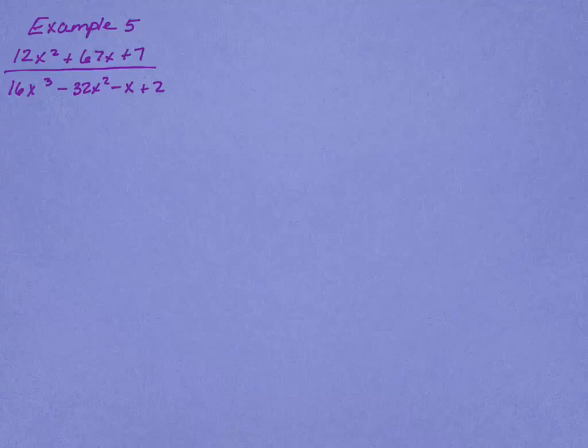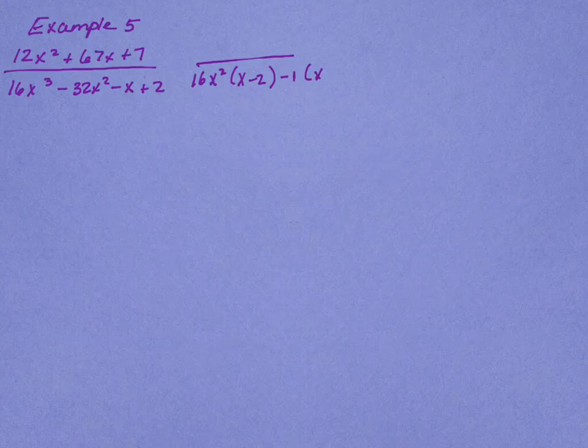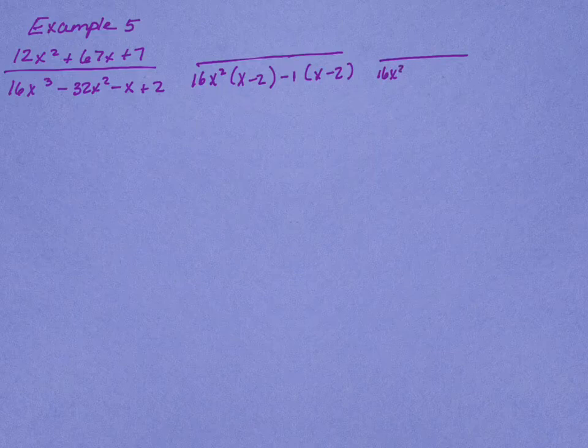Okay, example 5 has another cubic function that looks like you would factor it by grouping, so we're going to try that. Let's take, looks like you can take a 16x squared out and you get x minus 2. And so if I take a negative 1 out of the next set, I get x minus 2. So that factors to 16x squared minus 1 and x minus 2, which then factors to 4x plus 1, 4x minus 1, and x minus 2.